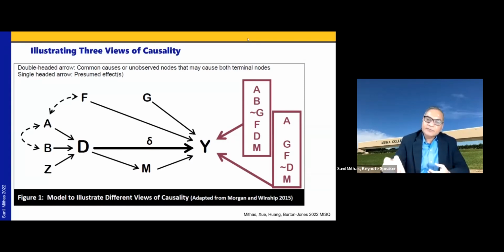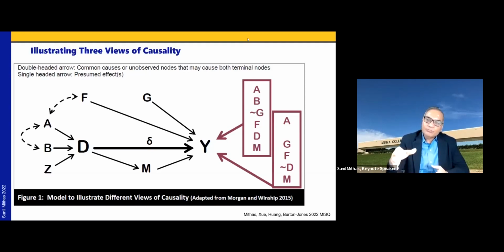So the configurational view basically argues that what you are trying to do in the potential outcomes approach, looking at the effect of D on Y, is a misplaced idea. You should actually be thinking about other things that are also necessary to bring about the effect of D on Y.